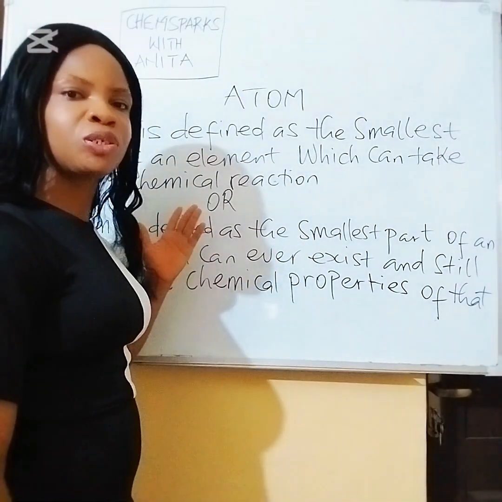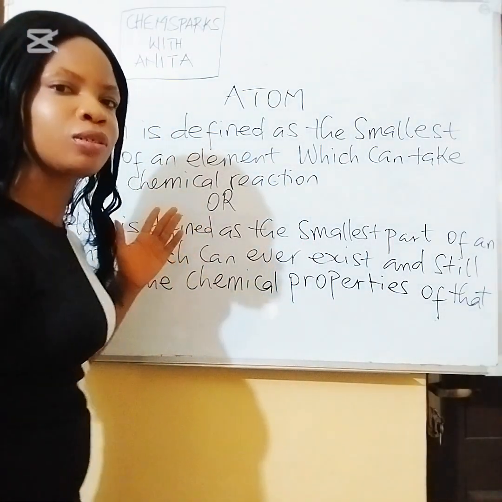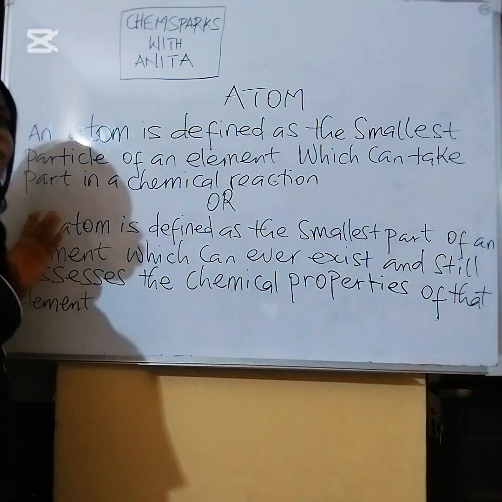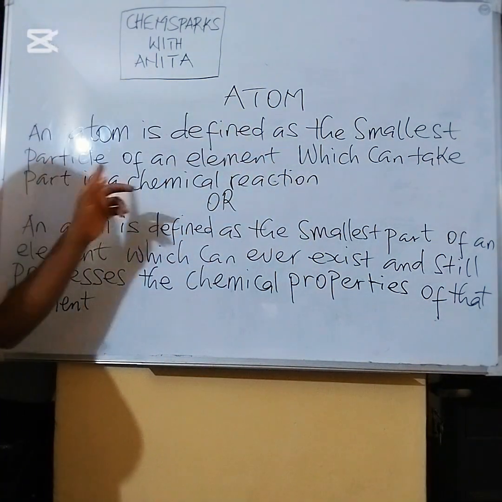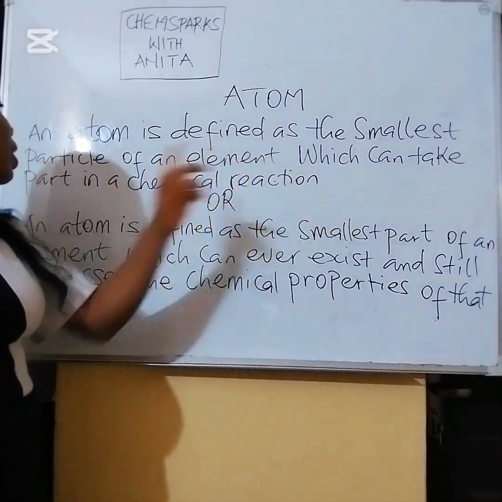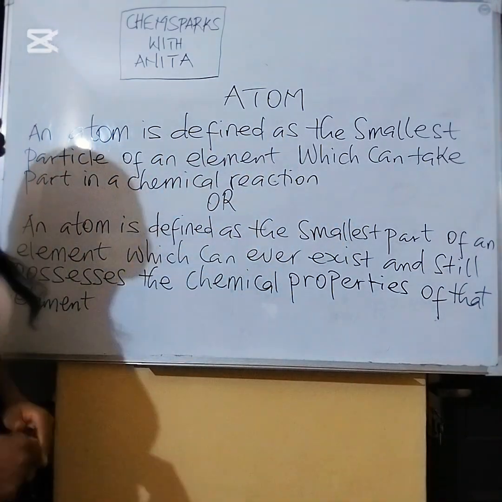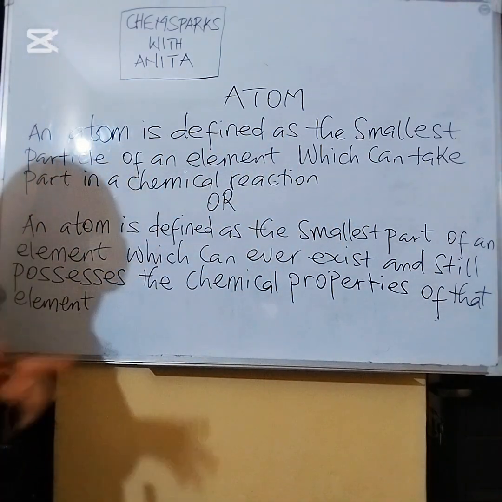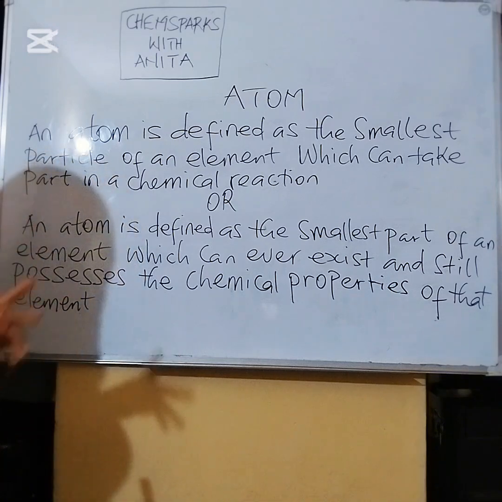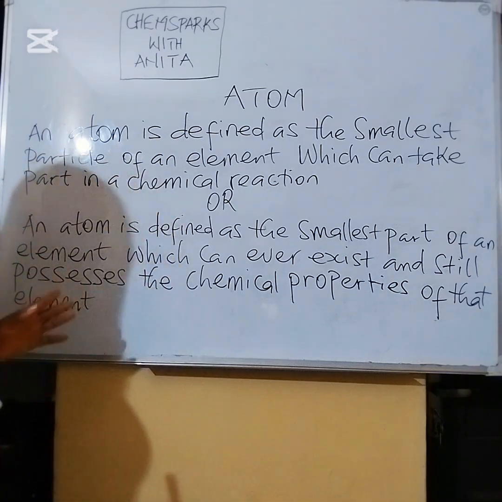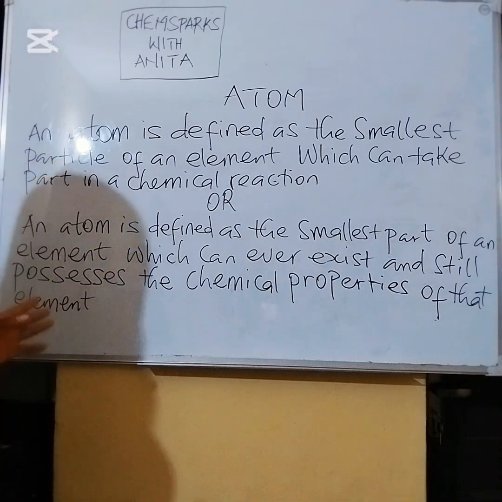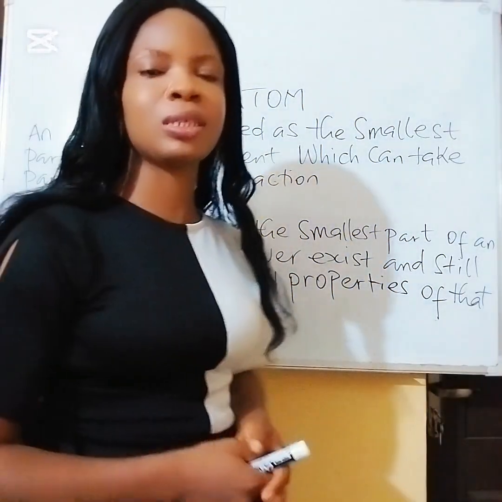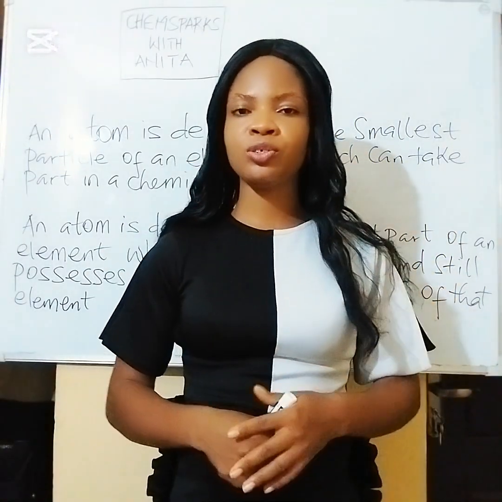So we have the definition of an atom on the board, and we define an atom as the smallest particle of an element which can take part in a chemical reaction, or an atom is defined as the smallest part of an element which can ever exist and still possesses the chemical properties of that element. I hope you got that definition.